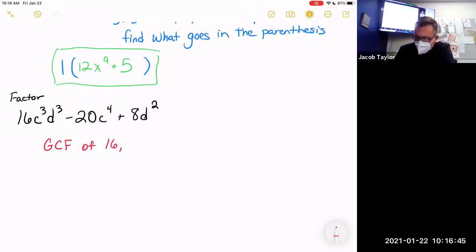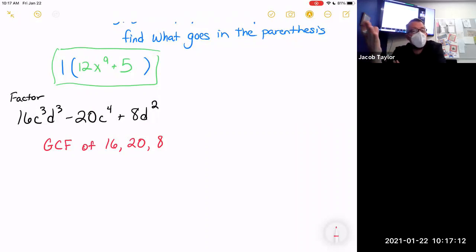I don't care that the 20 is negative, because negative 20 can be divided by everything that positive 20 can be divided by. So I don't care about the negative right now. I just care about the numbers 16, 20, and 8. Those are all even numbers, so I know for sure that a common factor is 2, but is that the greatest common factor? I'm going to start with 8.